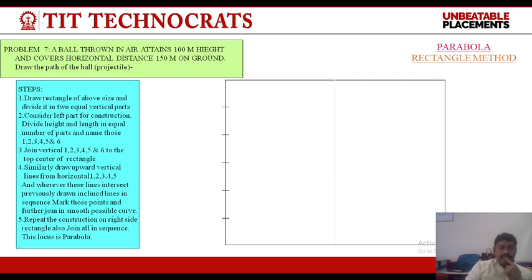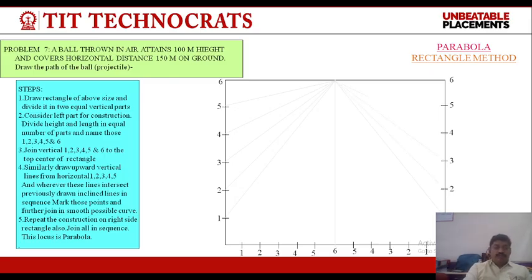Divide height and length into an equal number of parts and name them 1, 2, 3, 4, 5, 6, and the same on the horizontal line. Join vertical points 1, 2, 3, 4, 5, 6 to the top center of the rectangle. Similarly, draw upward vertical lines from 1, 2, 3, 4, 5. Wherever these lines intersect the previously drawn inclined lines in sequence, mark those points and join them in a smooth curve, like this.